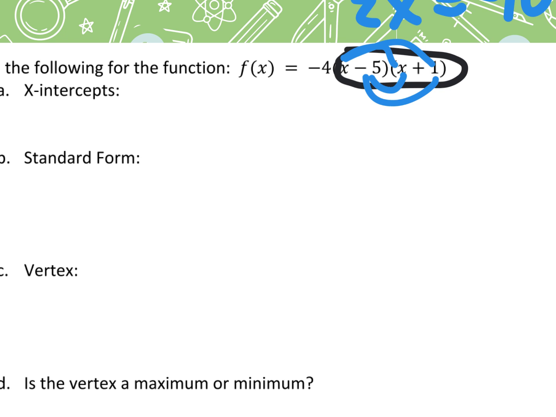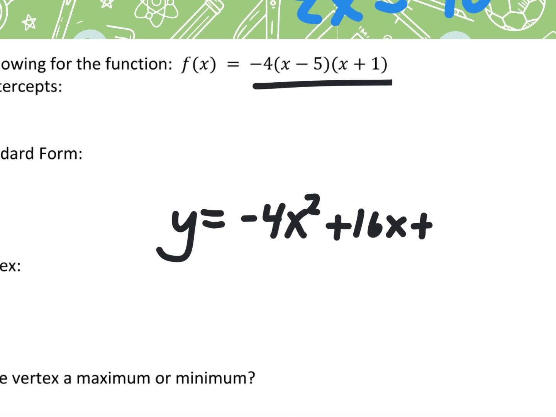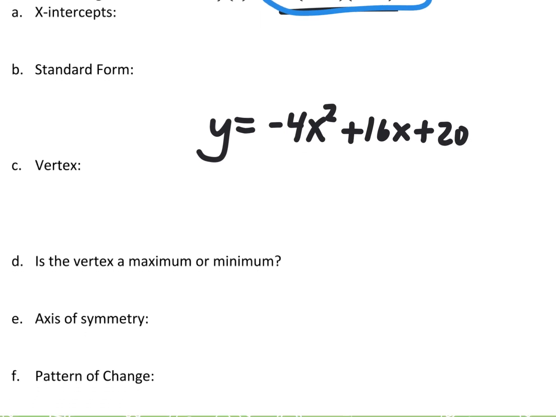Now, the vertex. The vertex from this is not easy. But once you get this form written out, I'm going to jump right to the answer for that last one. Y equals negative 4x squared. Got to do math quick. This is negative 4x, so it'll be positive 16x, and then negative 5 times negative 4 is positive 20. That's what you get when you multiply this whole thing out. I'm just a little faster than you guys. So now how would you get the vertex?